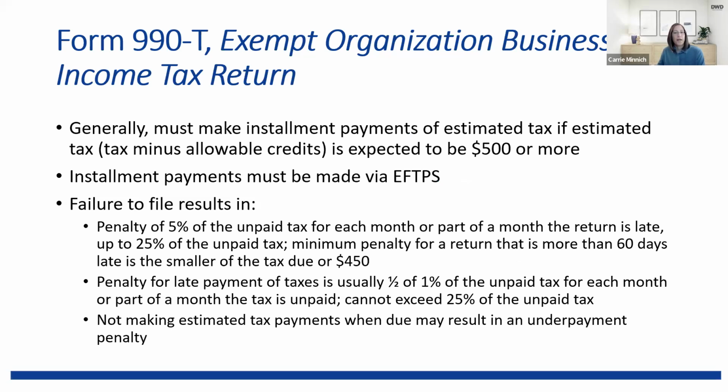And if you do have estimated taxes that are $500 or more, you have to make installment payments, estimated payments, just like a for-profit. Payments need to be made via EFTPS. So again, everything is electronic. For failure to file the return and pay the payments, there are penalties and interest as well.